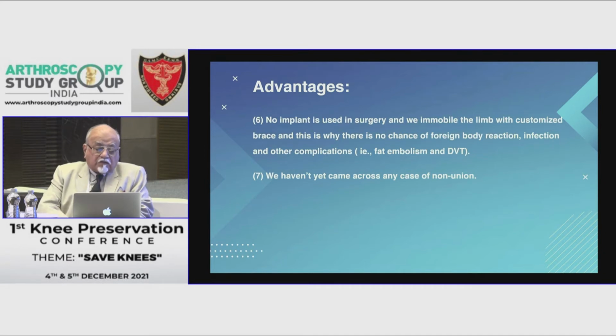No implant is used in surgery, and we immobilize the limb with a customized brace, and this is why there is no chance of foreign body reaction, infection, and other complications like fat embolism and DVT. We haven't yet come across any case of non-union.